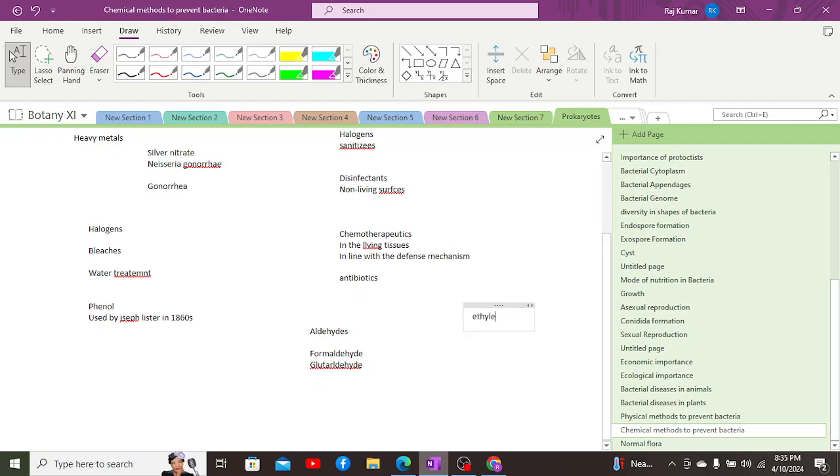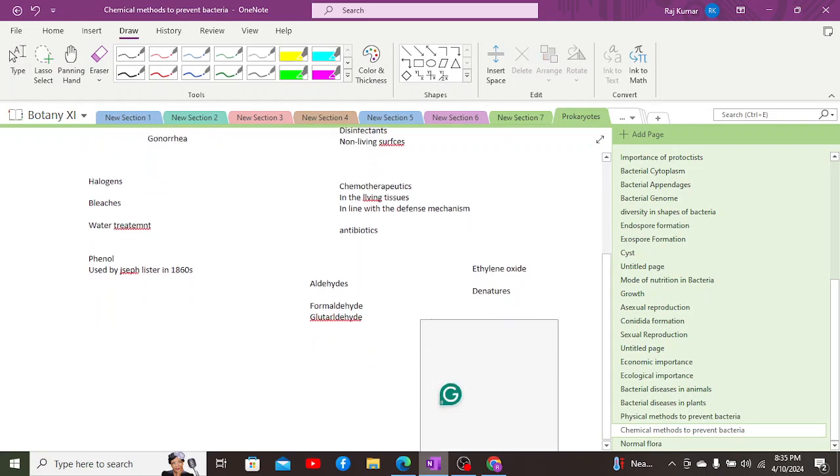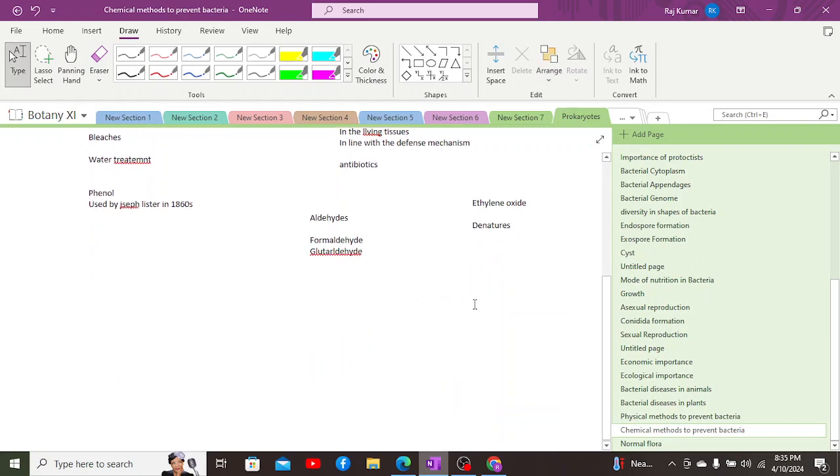After that, we have another compound known as ethylene oxide, which basically causes the denaturation of the proteins of bacteria, and it denatures not only the vegetative cells but also the endospores, exospores, and the cysts which are formed.